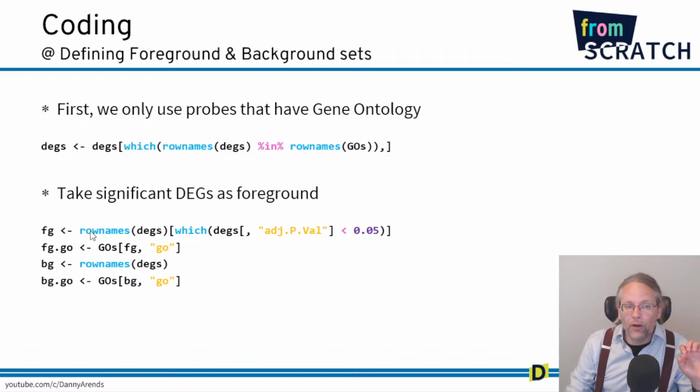And then what am I going to do? Well, I now have all of the probe names which are differentially expressed in my FG variable, and in my BG variable, I have all of the probe names which are in the list, right? So in the total list of genes. And then I'm just going to say, well, now I can take my GO matrix, use the probes from the foreground, and then get the GO IDs and put them in fg.go. And I'm going to do the same for the background. I'm going to take the background set of probes, ask for the GO identifier, and then store that in background.go. All right, let's switch to R.